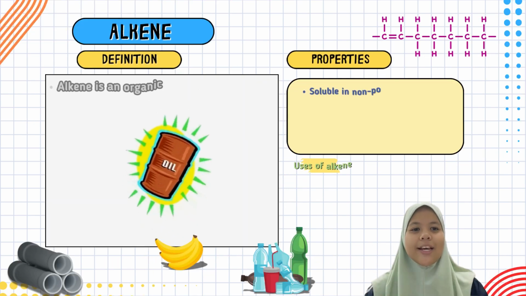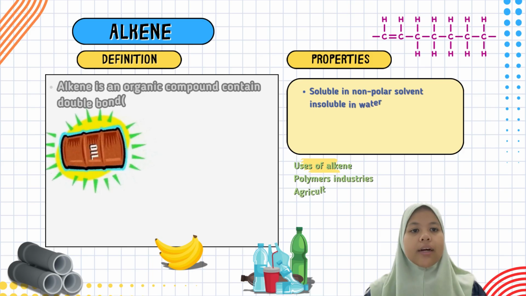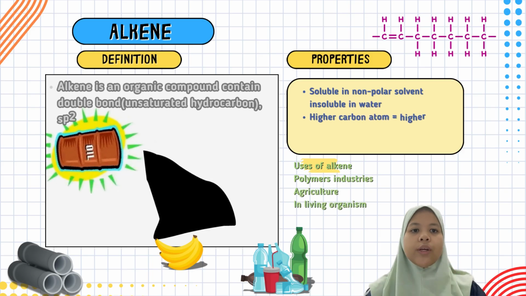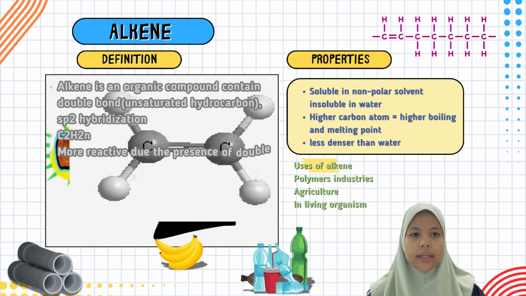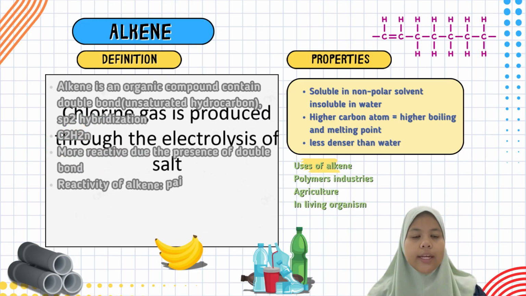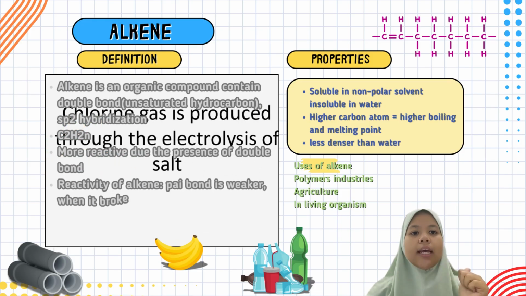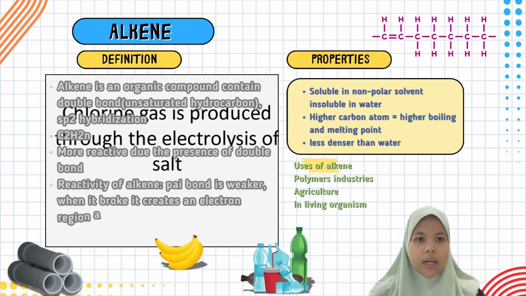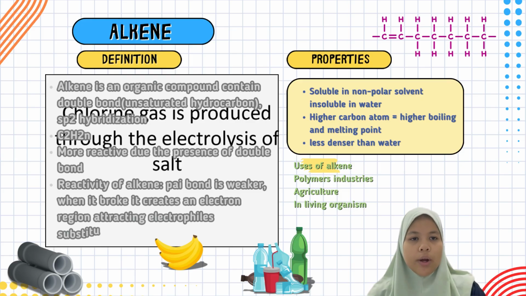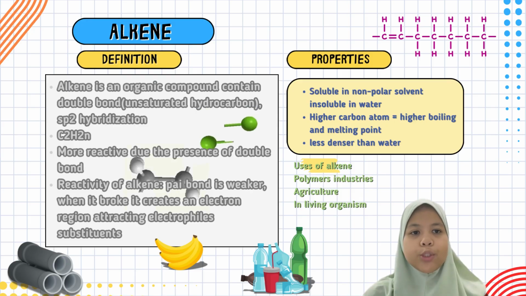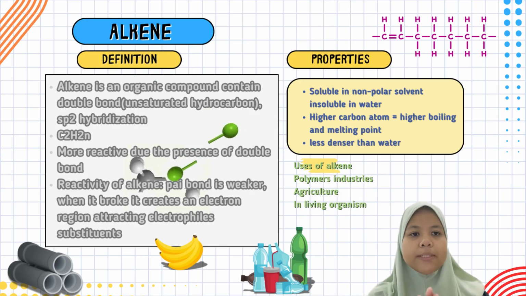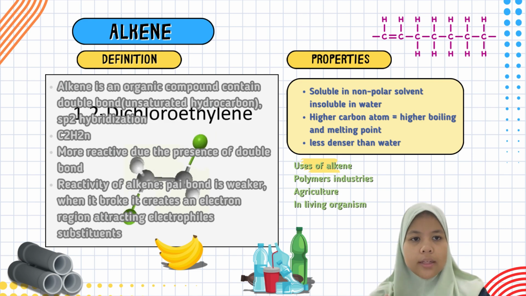Hello and hi. Today we will be talking about alkene. What do you guys think an alkene is and how it is compared to an alkane? An alkene is an organic compound, specifically an unsaturated hydrocarbon that contains one or more double bonds in the structure. Due to the presence of the double bond, it makes alkene more reactive compared to alkane.